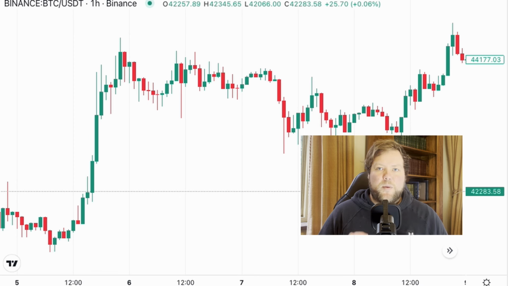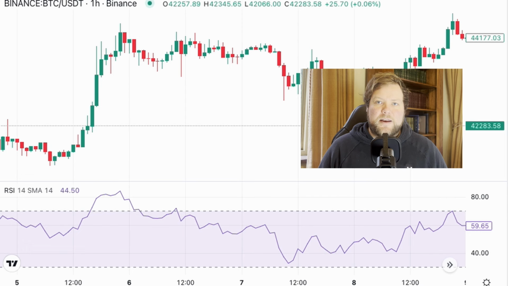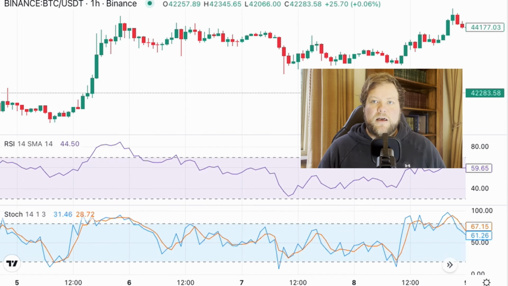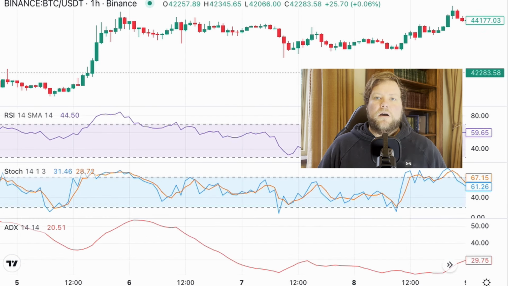The second type is the momentum indicator. The momentum indicators provide insights into the speed and strength of changes, empowering traders to spot potential trend reversals, confirm trends, and identify overbought and oversold conditions. Examples might be the relative strength index, the stochastic oscillator, and the average directional index. I've done videos on a few of these, so go and check them out if you want to understand how each of them works individually.